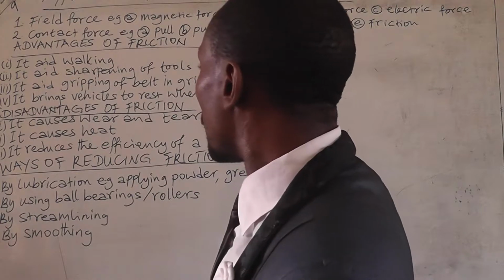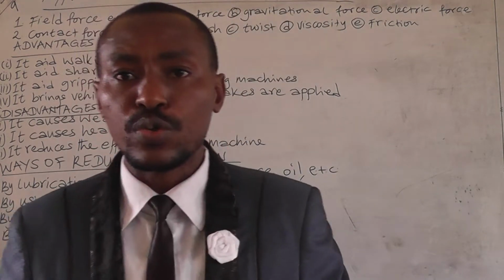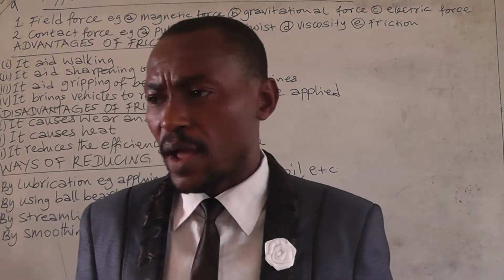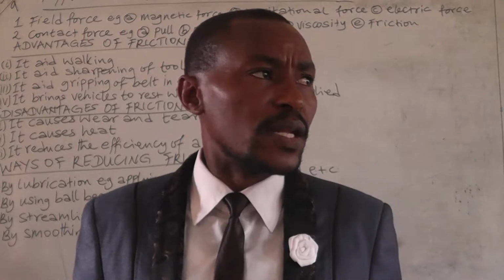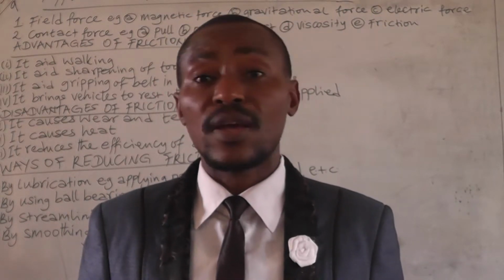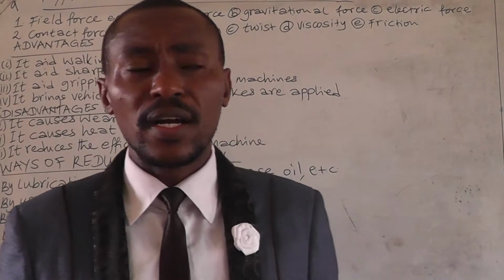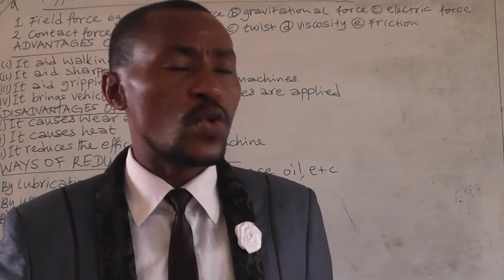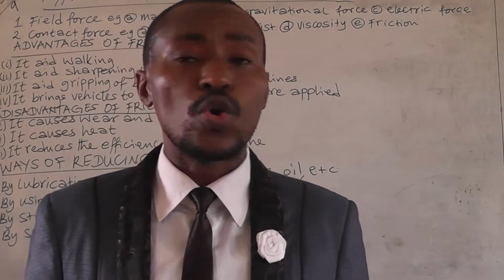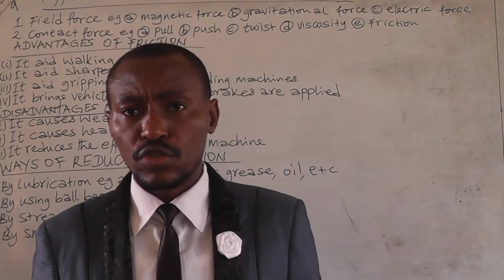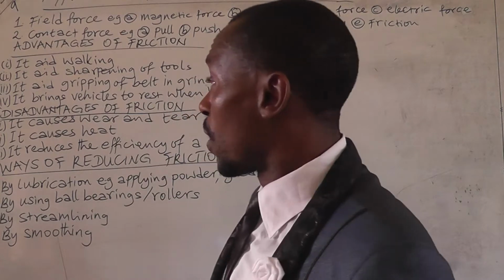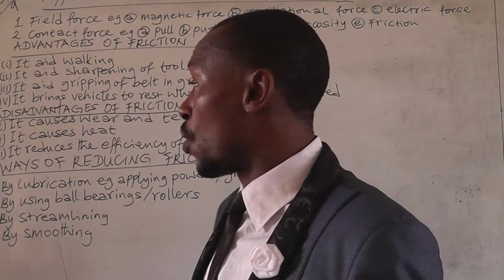Then, finally, number four, it brings vehicles to rest when brakes are applied. When the brake of a car is applied, it comes to rest. Why? Because there is friction. If you check the vehicle tire we are talking about, it is not smooth, it's rough. Even the road on which they travel is not smooth. This is to increase friction. Now, we just finished the advantages of friction.